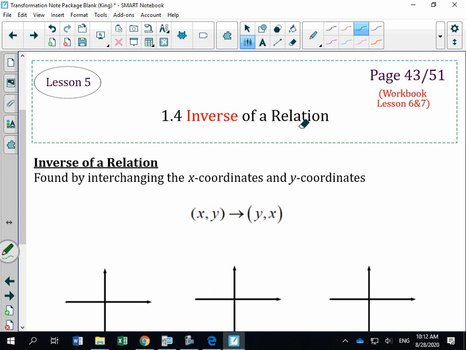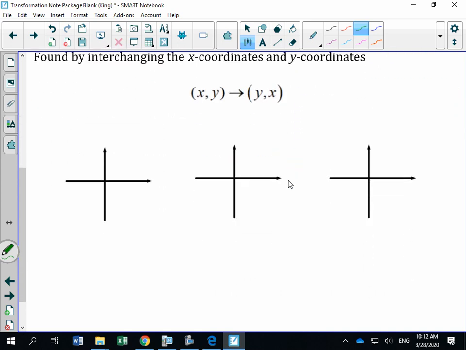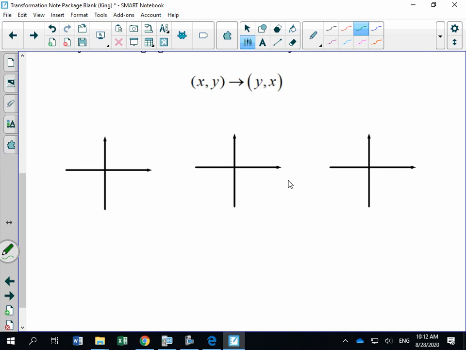Okay, before we get into the concept of what is the inverse of a relation, we're going to relate this to something that we previously learned in lesson 2, which was reflections. So the inverse of a relation has to do with reflections. Now in lesson 2, I introduced vertical reflections and I introduced horizontal reflections. So remember that a vertical move is an up down move and a horizontal move is a left right move.